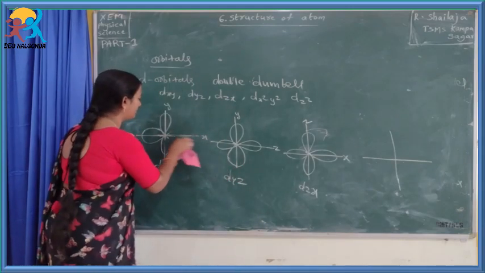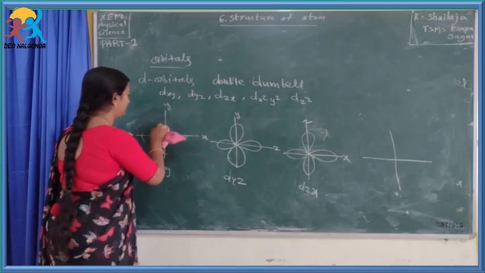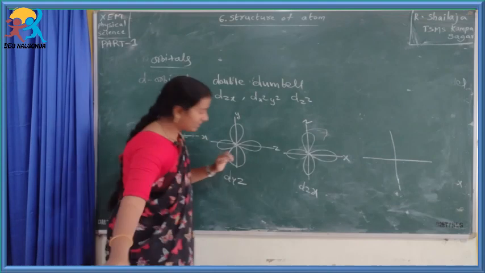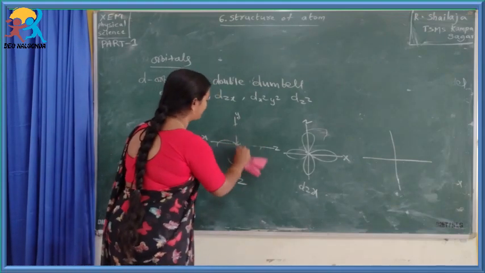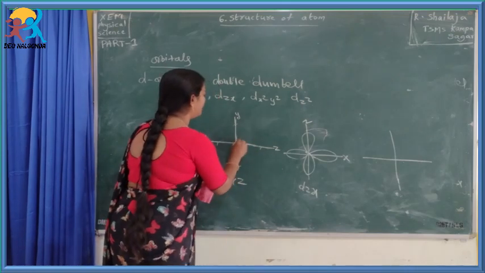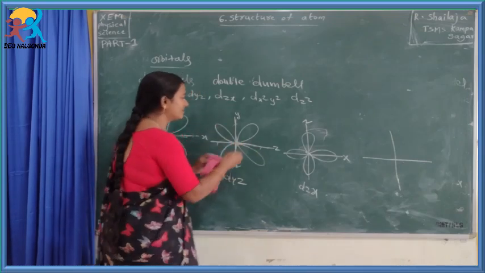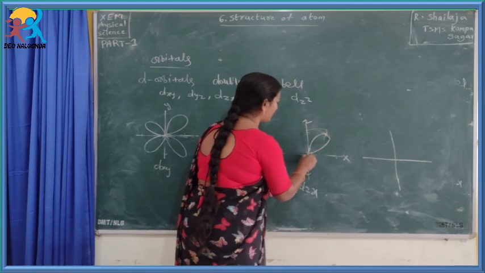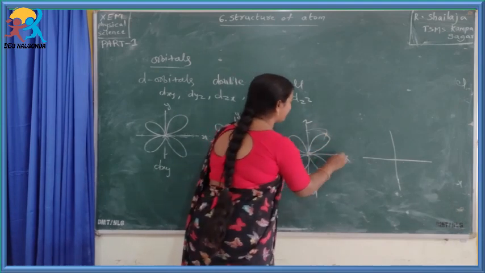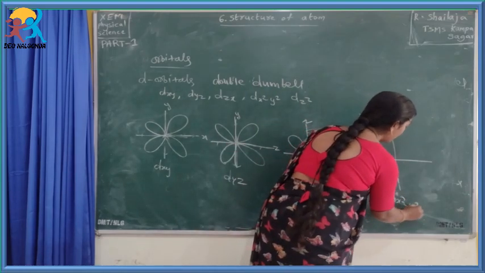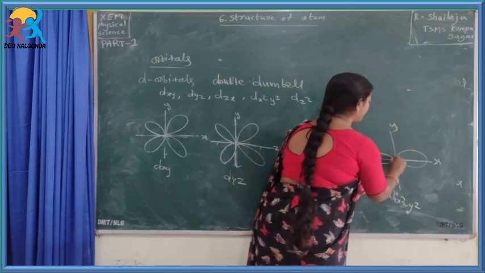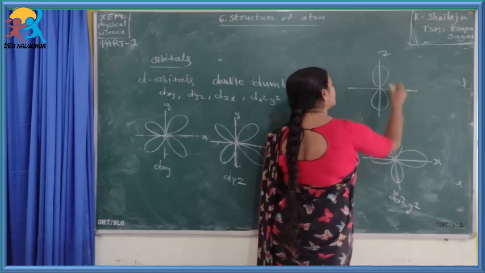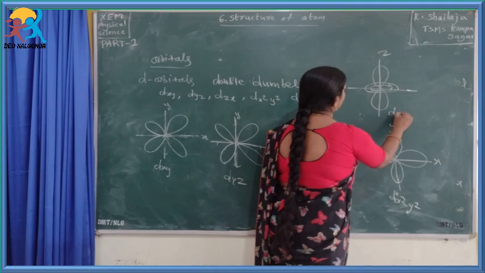Sorry ma, dxy means between the axis, between the x and y axis. dyz is between the y and z axis. Between the z and x axis is dzx. And dx square minus y square, x and y, it is on the axis, and the last one dz square. It is dz square.